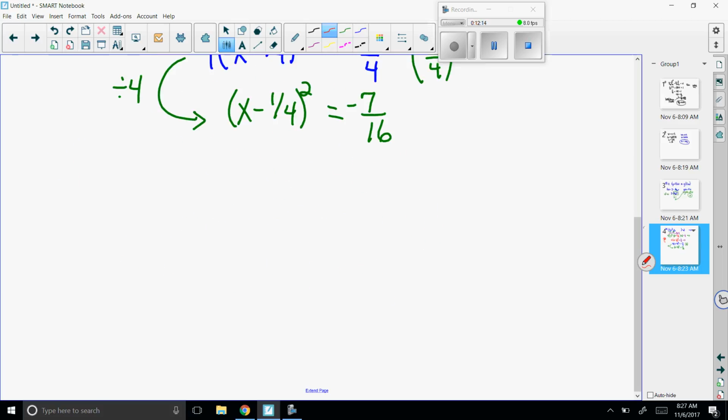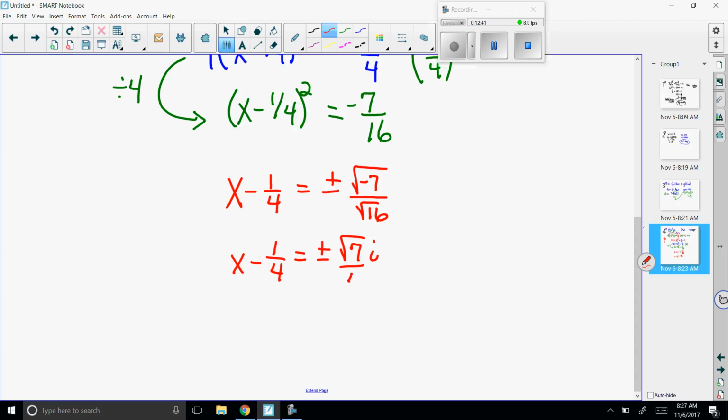So the next step would be to take the square root. Square root of the left-hand side is x minus 1/4. Square root of the right-hand side, you get plus or minus. When you take the square root of a fraction, you take the square root of the numerator over the square root of the denominator. So just rewriting it, I'm going to get x minus 1/4 is equal to plus or minus the square root of 7i over 4. And then as your final step, move the 1/4 over. So x is equal to 1/4 plus or minus the square root of 7 over 4i.